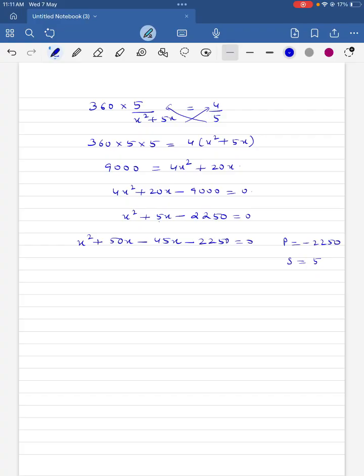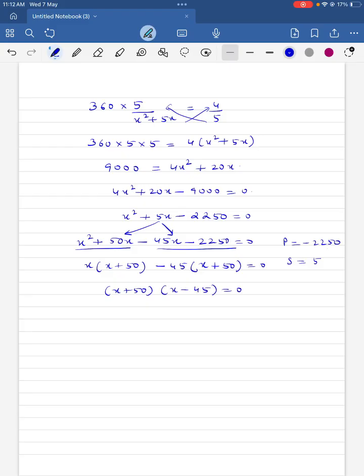So I've split this into 50x and minus 45x, because the product of 50 and minus 45 would give me minus 2250, and the sum of 50 and minus 45 gives me 5. Okay, so let me take out the common value from the first two terms, and I would have x plus 50 there. From these two, let me take out minus 45 common, and I would have x plus 50. Now I can take out x plus 50 common, and then I would have x minus 45 inside the bracket.